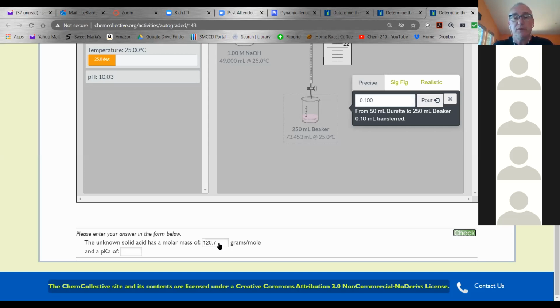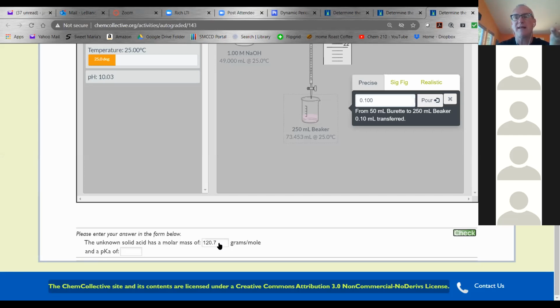You can use a different amount of unknown. You could use 3 mils or 3 grams, or you can use less. You can use 2 grams. Just be careful when you add that first bit of sodium hydroxide. If you add like 10 mils of sodium hydroxide and it's already bright pink, then that's too much. Then just go back, empty that, put in another bit of acid, and add less sodium hydroxide next time. Because 10's too much, so add 8, and then work your way up to 10.